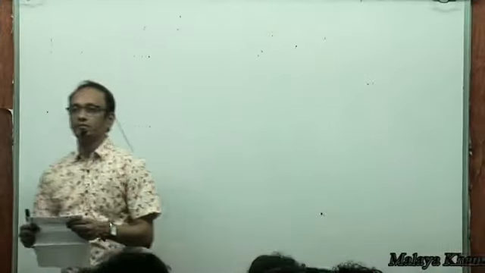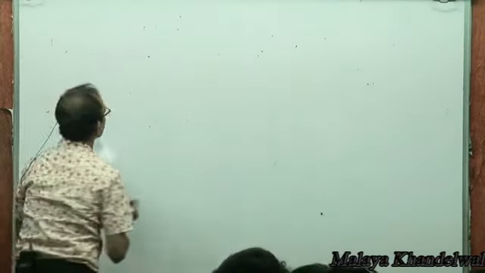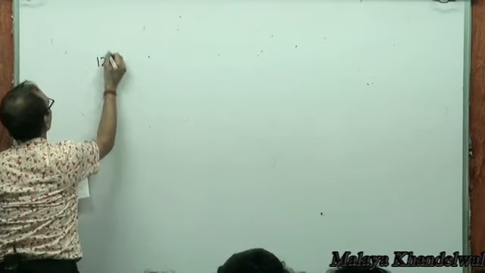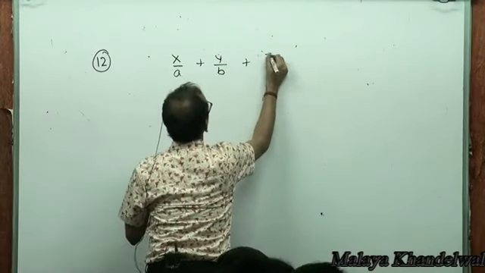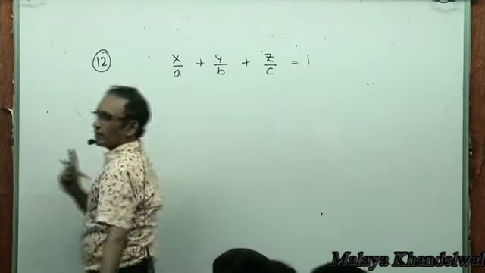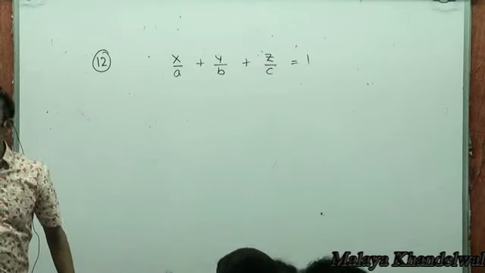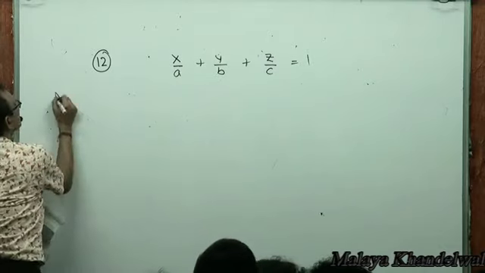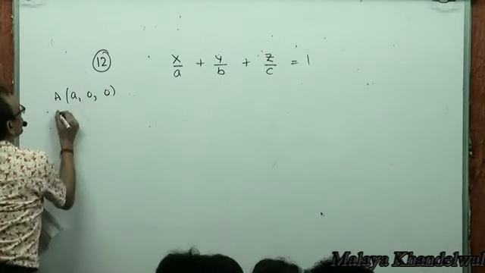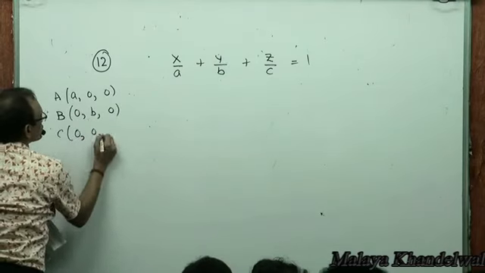Now a variable plane is at a unit distance from the origin. Now the plane could be looked upon as x by a plus y by b plus z by c equal to 1. A,0,0 is the x-intercept, 0,b,0 is the y-intercept, 0,0,c is the z-intercept of the plane, right? And so very clearly A is (a,0,0), the y-intercept (0,b,0), the z-intercept (0,0,c), right?